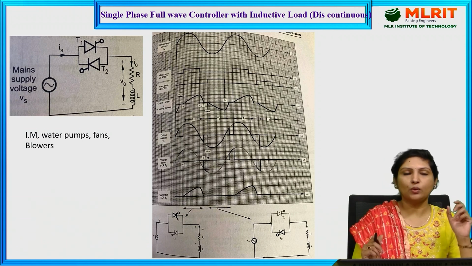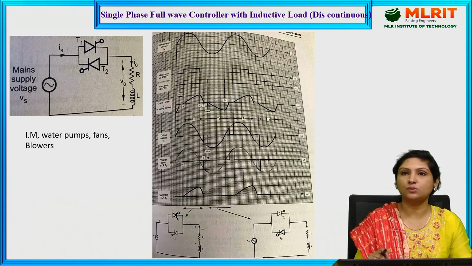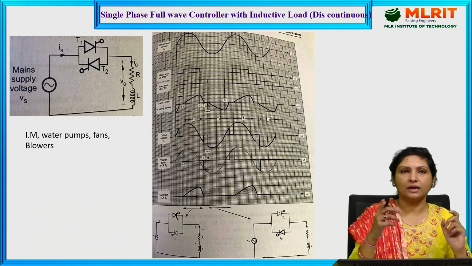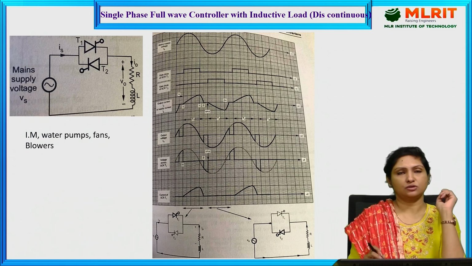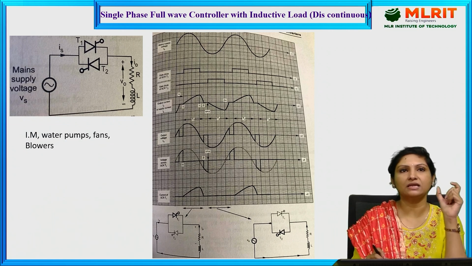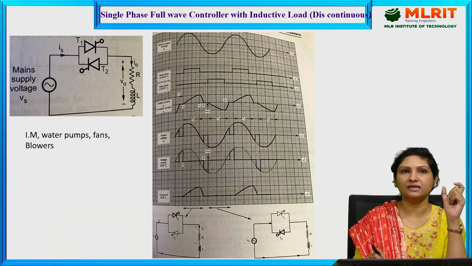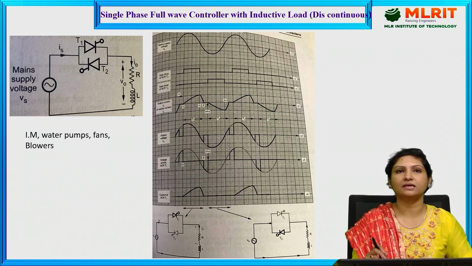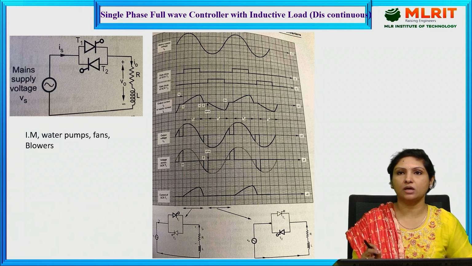That is, we can decide discontinuous as well as continuous current mode of operation based on the value of the inductor which we choose. If we choose a very small value of the inductor, it facilitates only discontinuous current mode of operation. And if we are making use of a very large value of inductor, it provides continuous current mode of operation through the load.